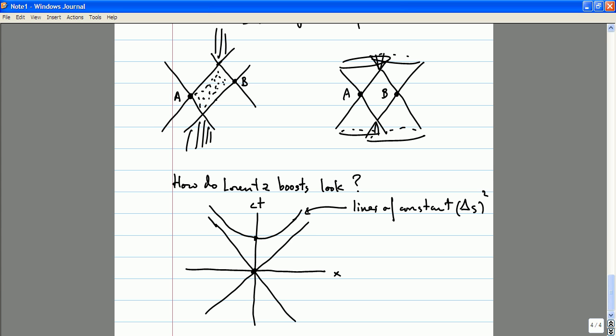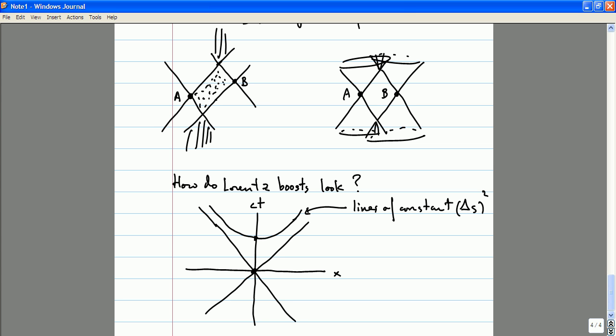I.e., it's a solution of the equation delta x squared minus c squared delta t squared, x squared minus c squared t squared, is equal to a constant. That's the equation for a hyperbola, just like the equation x squared plus y squared equals constant is a circle.